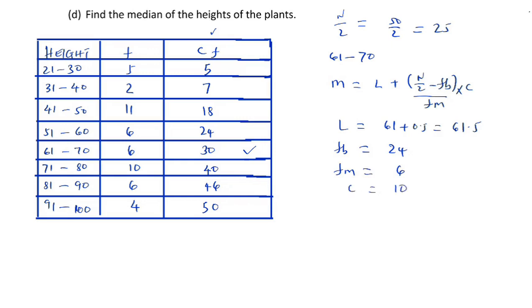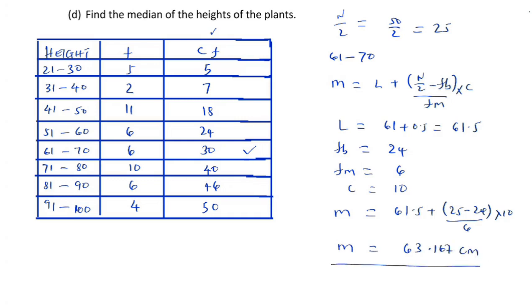Okay, now let us substitute these values in our formula. We are going to have median equals 61.5 plus, in brackets, 25 minus 24 over 6, times 10. Computing these values, we have median equals 63.167 centimeter, and this is our answer.